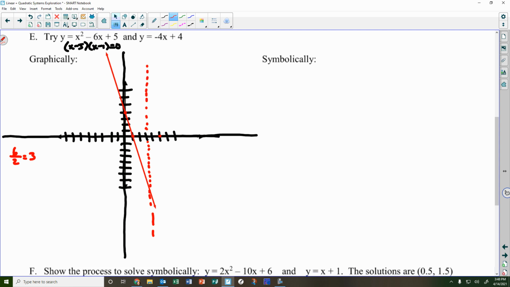And if I plug a 3 in up here, I know that 3 squared is 9, minus 6 times 3 is 18, plus 5 is, let's see, negative 4. So roughly about right there. And I would kind of look something like that.